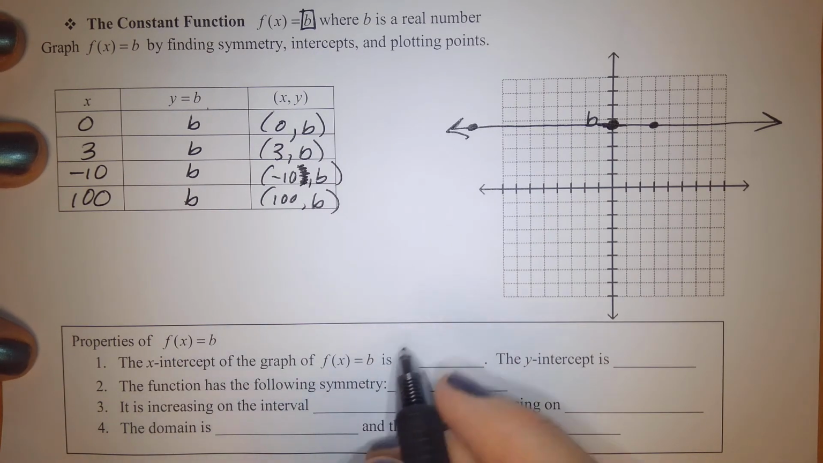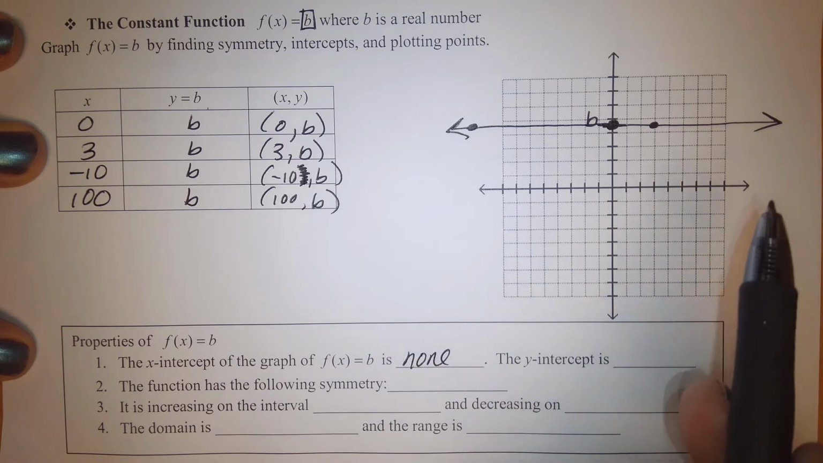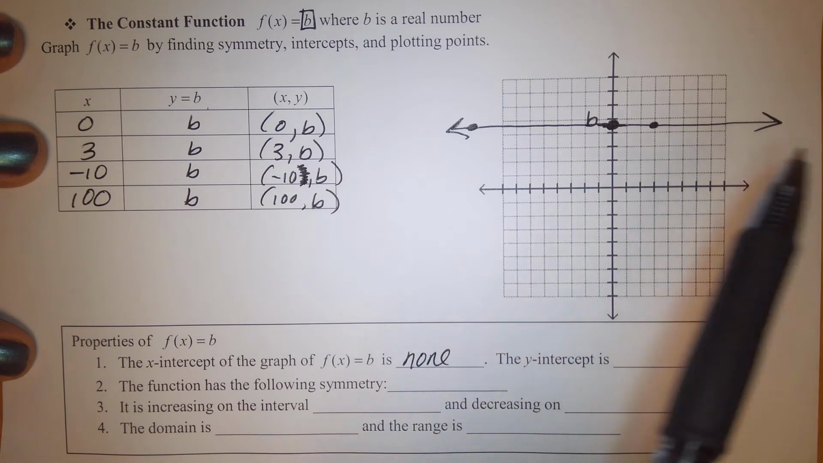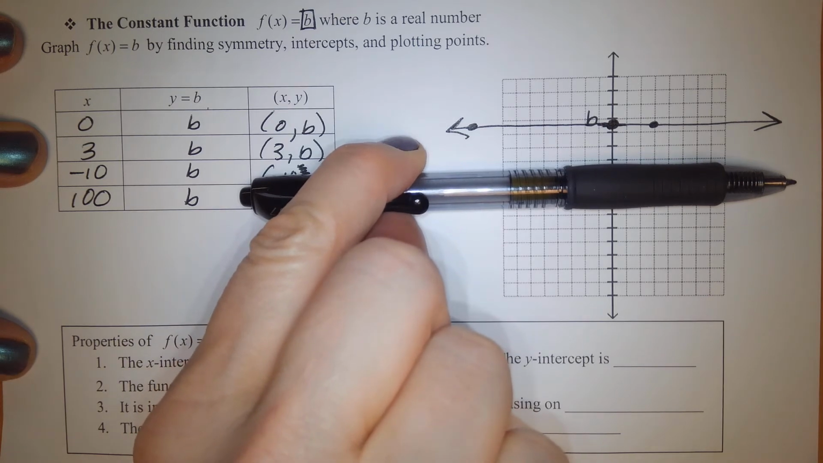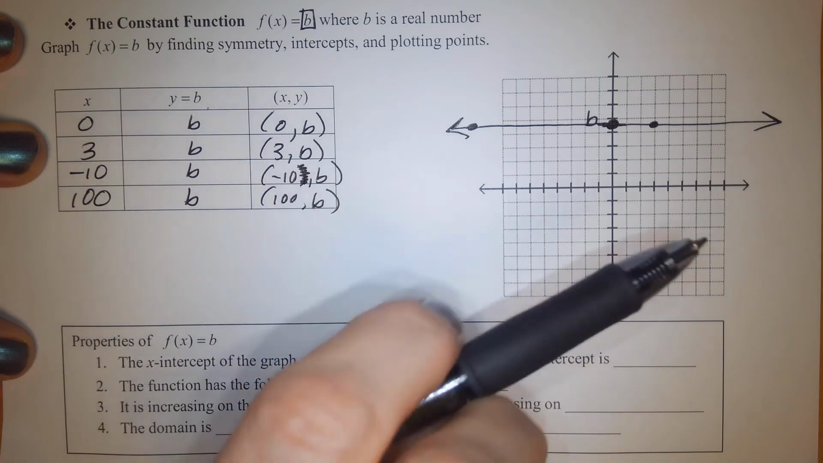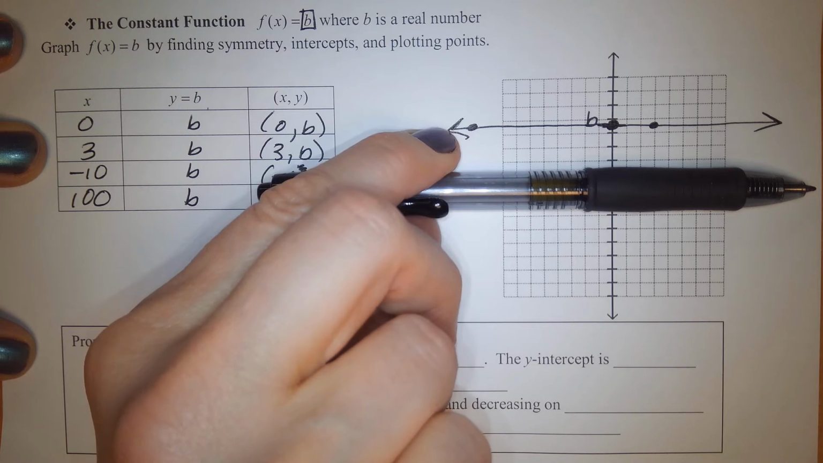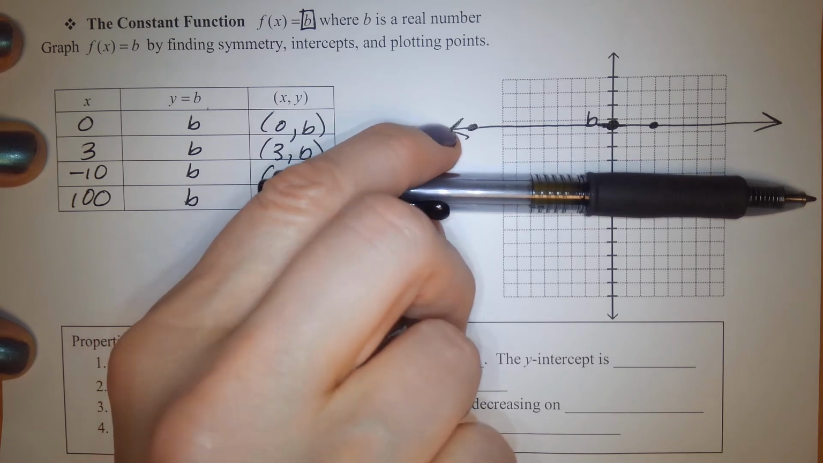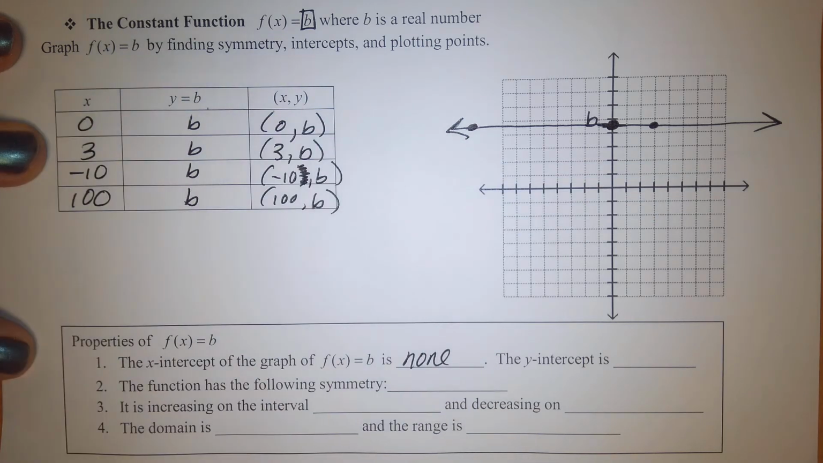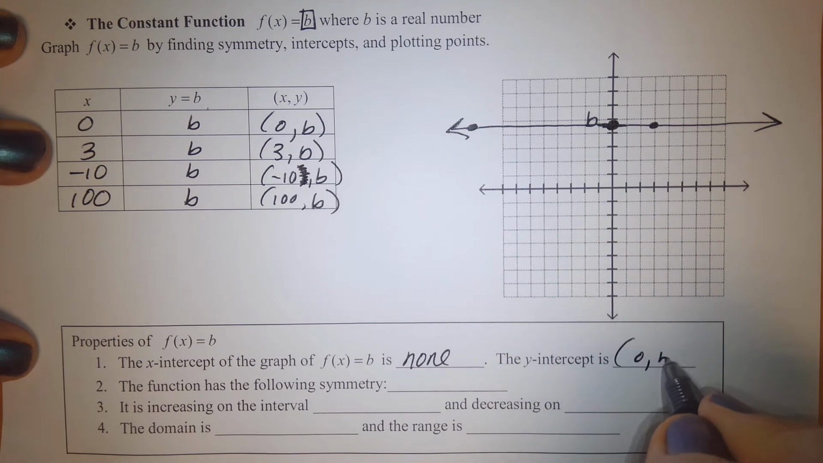Some of the characteristics about this graph: the x-intercept is, well, there will not be one. The only time there could be an x-intercept is if this graph was actually lying on top of the x-axis. So if this graph actually was y equals 0, then this graph would lie right on top of the x-axis. So it would have an infinite number of x-intercepts since the whole line lies on top of the x-axis. That's a very unique case. The y-intercept is obviously at b, so it'd be at (0, b).